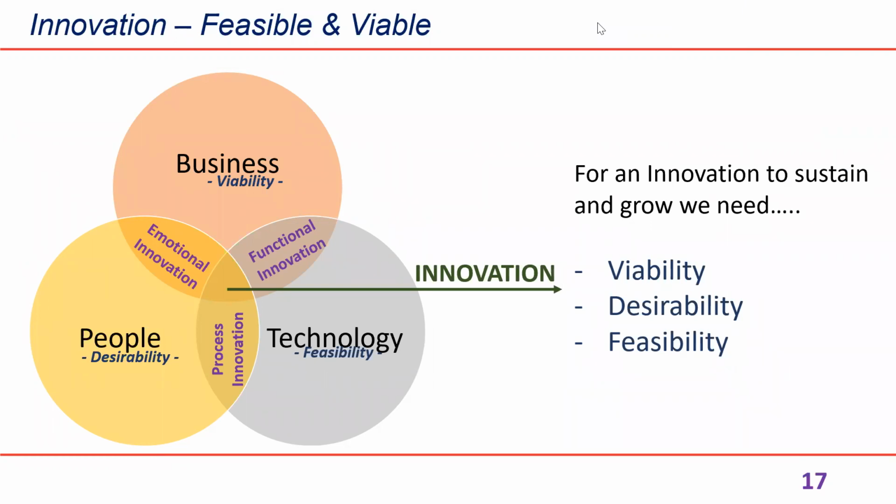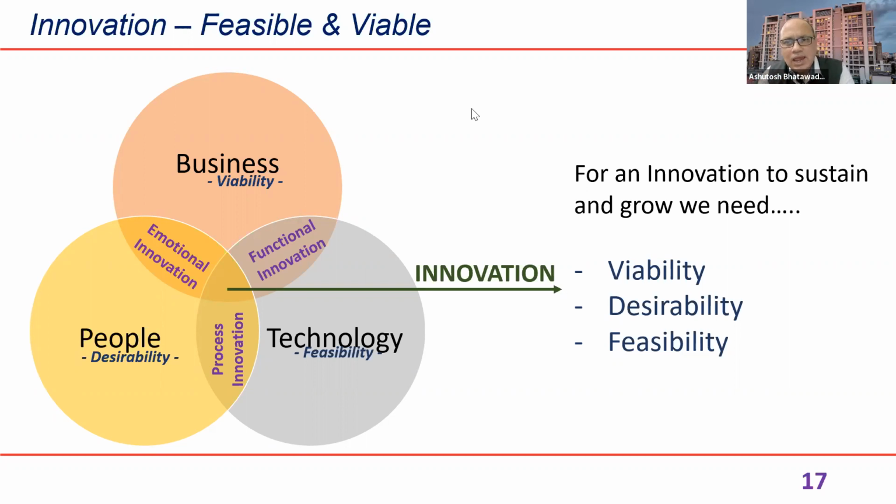IDEO's 3 lenses of innovation is a model which says that for a product to be innovative, it should be in that sweet spot of business viability. That means the business should get money out of that product. People should desire that product, and technologically it should be feasible. If these 3 things are missing, then your product won't be an innovative product. Your product will fail the innovation quadrant, as they say: viability, desirability, and feasibility.